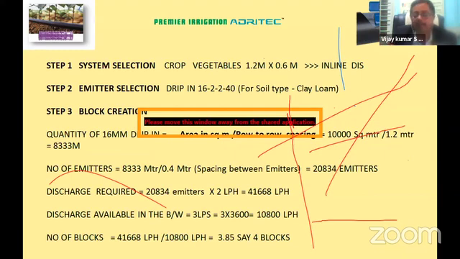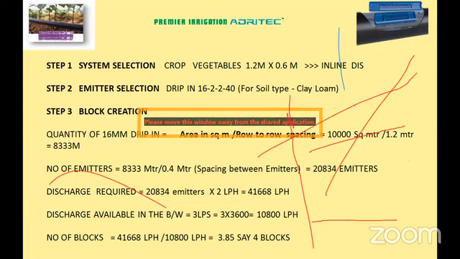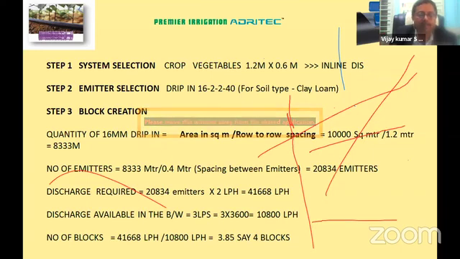Every emitter has a discharge of 2 liters per hour, which means the total discharge required for this plot will be 41,668. So again, like the online design, you need to calculate how many blocks I have to create. The water available in the borewell is 3 liters per second, which is 10,800 liters per hour. The total discharge required for the entire irrigation is 41,668. So 41,668 divided by 10,800 will give me 3.85, say 4 blocks.